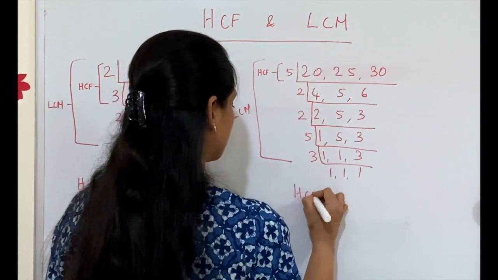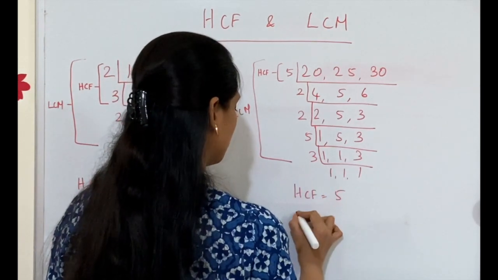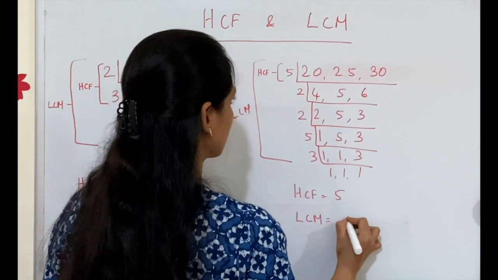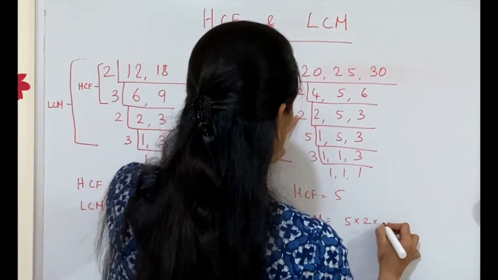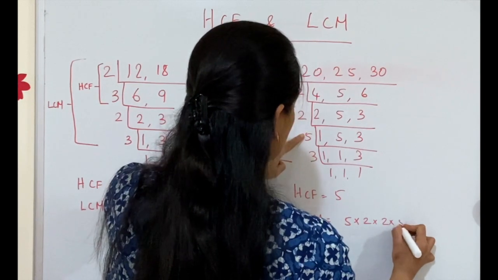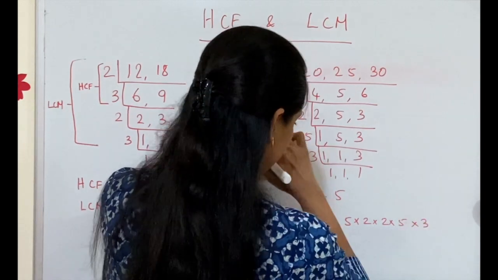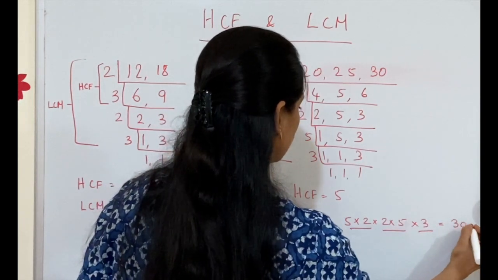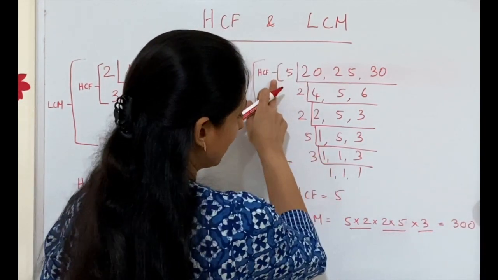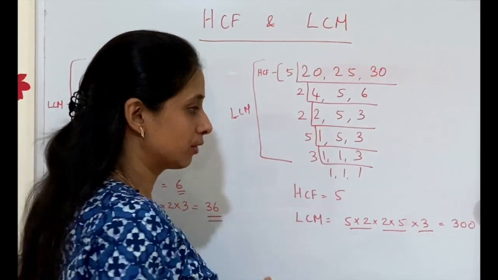So what is the HCF? HCF is 5. LCM is 5 into 2 into 2 into 5 into 3, so that is 300. So HCF is 5. LCM is 300.